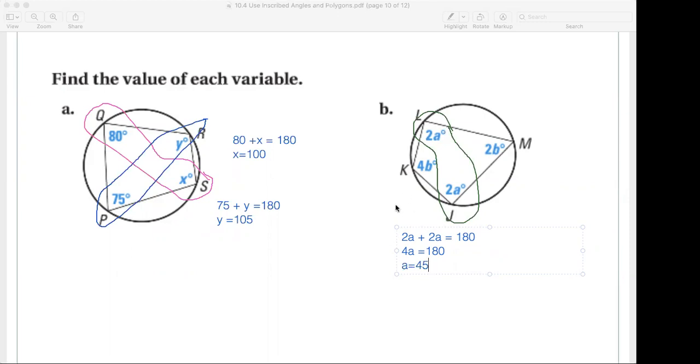Okay. Now, to find B, you would write an equation using these two opposite angles. So that would be 4B plus 2B equals 180. So 6B is 180. So B is 30. Okay, they just wanted the value of the variable, so there's no need to plug B back in and find the actual values because they simply wanted A and B.